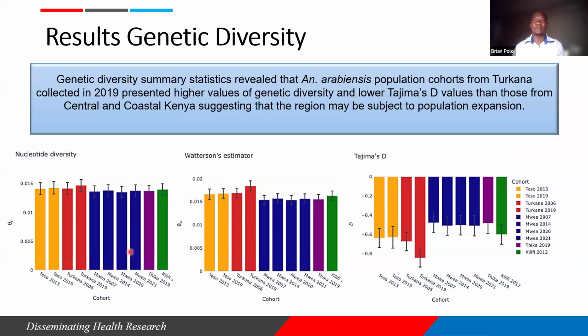And as we saw earlier in the PCA scatter plot, individuals collected from Turkana in 2019 formed a somewhat separate, dispersed group. Investigation using diversity summary statistics revealed that cohorts from Turkana collected in 2019, as you can see in the bar graph, presented high values of genetic diversity and low Tajima's D, suggesting that this region is subject to population expansion.